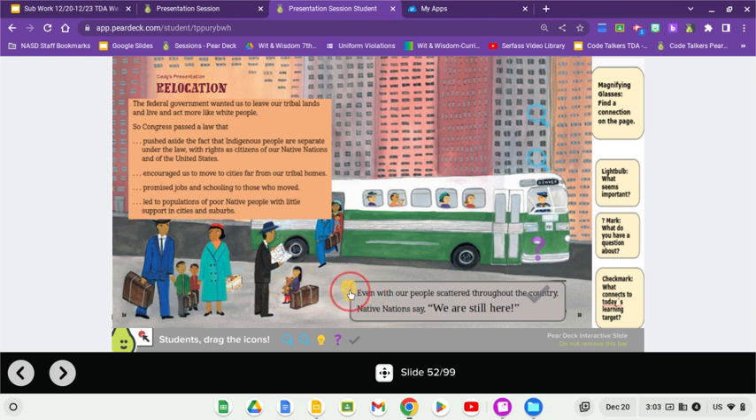Even with our people scattered throughout the country, native nations say we are still here.